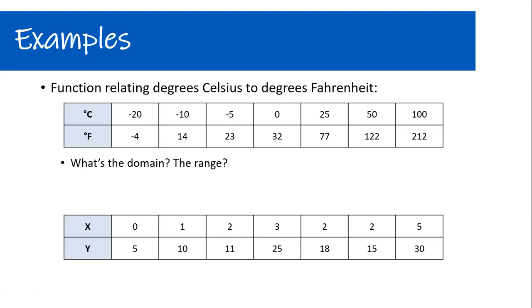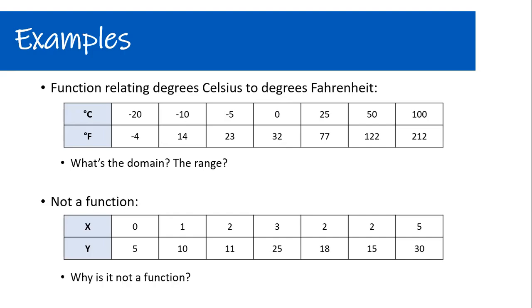If we're just given table values, the domain is simply a list of all possible X values. Likewise, the range is just a list of all possible Y values. So if you have a table, just list the X's for the domain and list the Y's for the range.